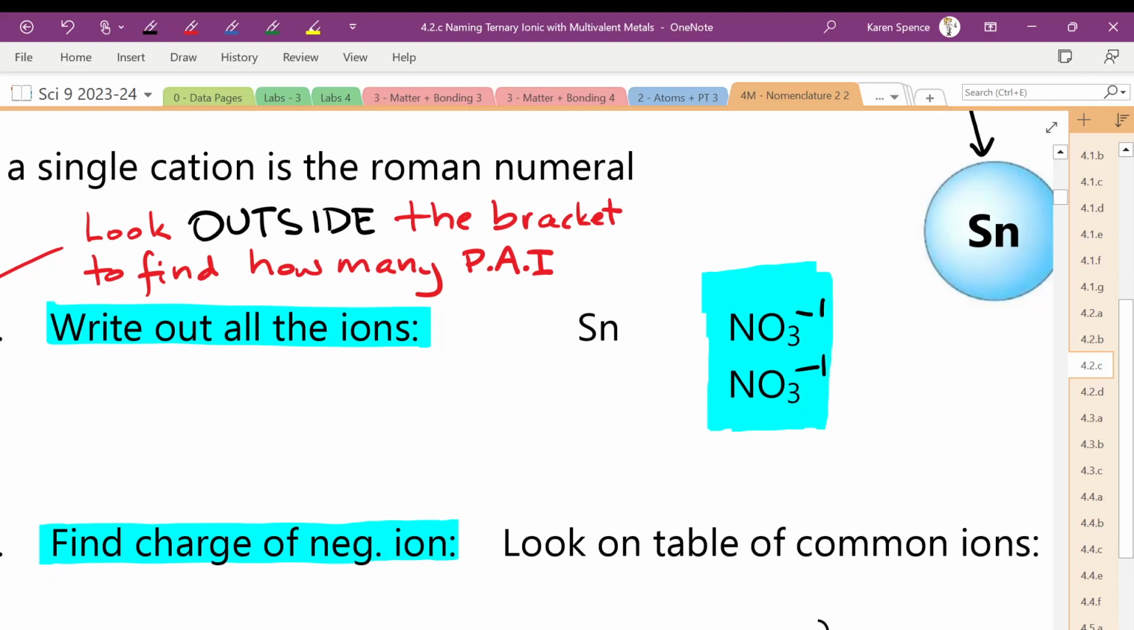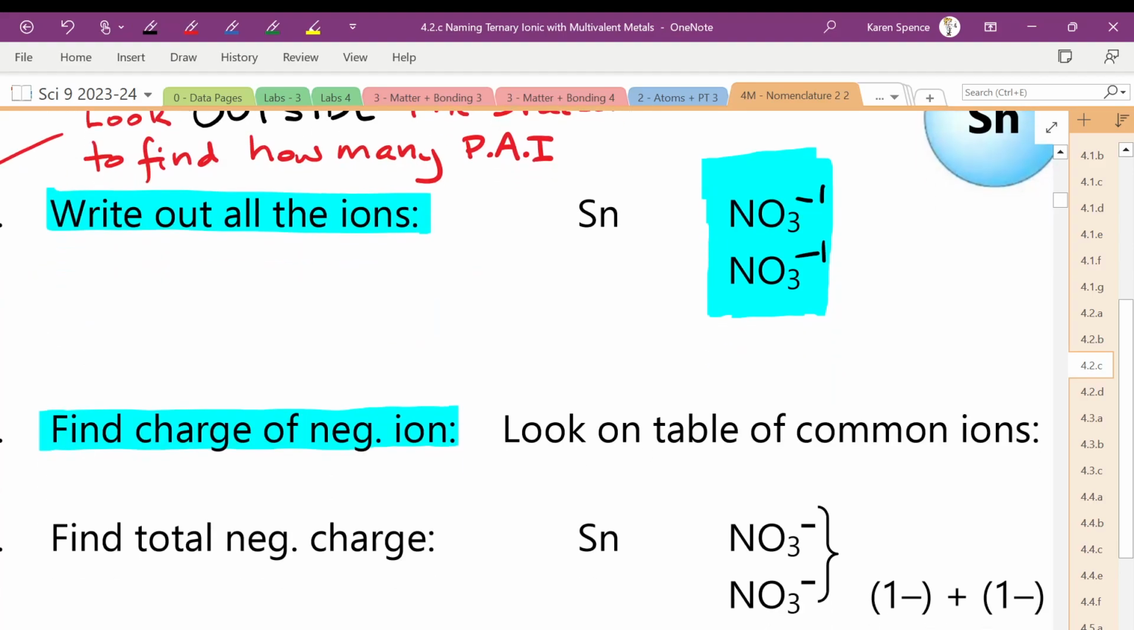Step number 3. So step number 1, write out all the ions. Step number 2, find the charge of the negative ion. Step number 3, find the total negative charge. So what we're going to do is add this up. What do we get when we add -1 plus -1? We get -2.